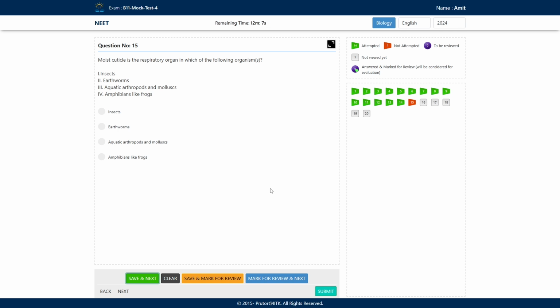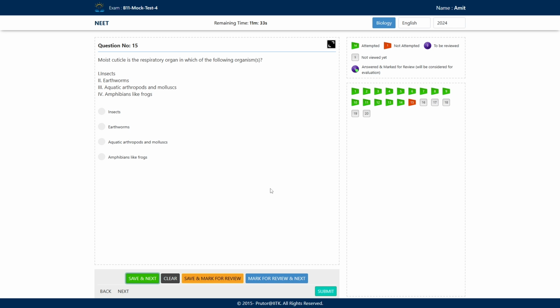Moist cuticle is the respiratory organ in which of the following organisms? First, insects. Second, earthworms. Third, aquatic arthropods and mollusks. And fourth, amphibians like frogs. So, which one has the moist cuticle as a respiratory organ?